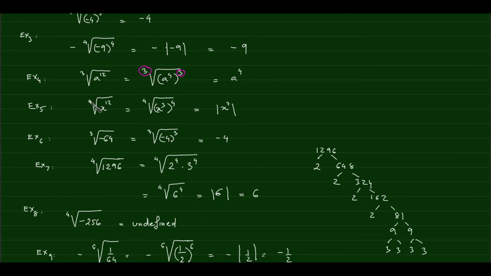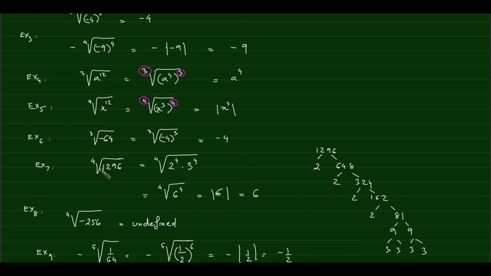But for this one, the index is even, and I can write something raised to the 4th. So this is 4 and 4. The index and the exponent are even, so that can give you the absolute value of x to the 3rd. Okay. The same thing for this, -64, I can write as -4 raised to the 3rd, and because this is odd, it turned out to be itself, which is -4 only.